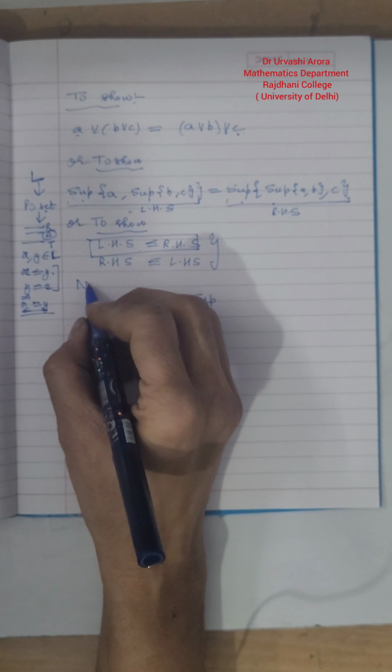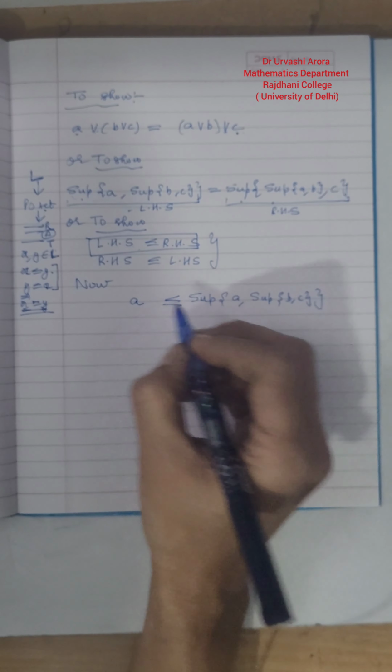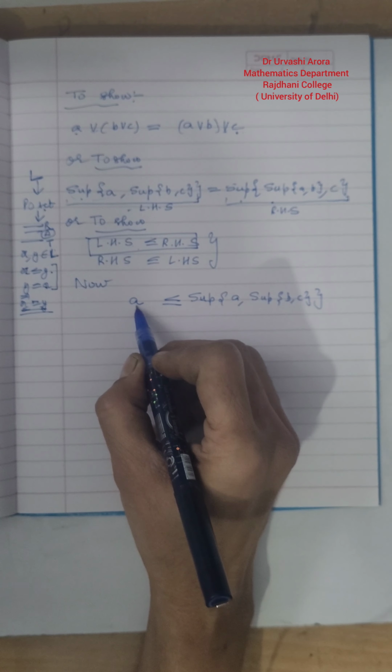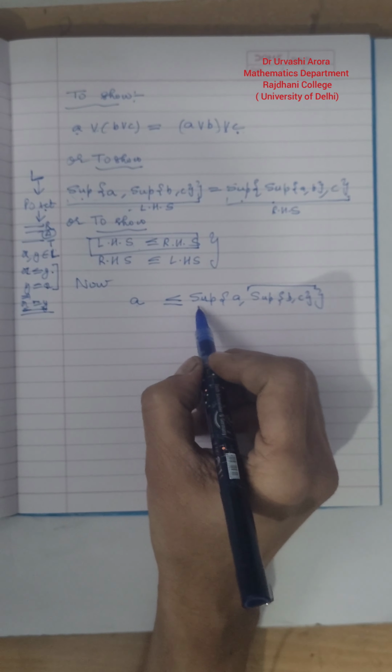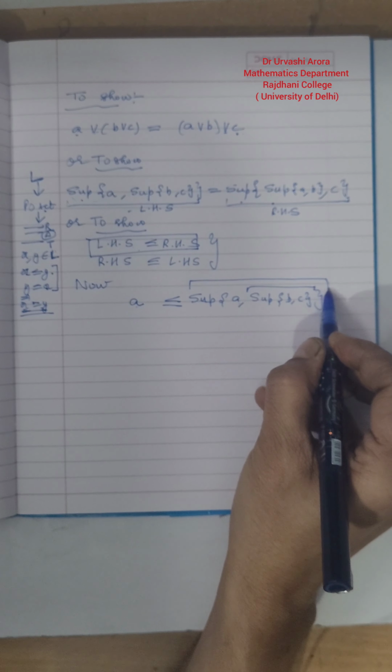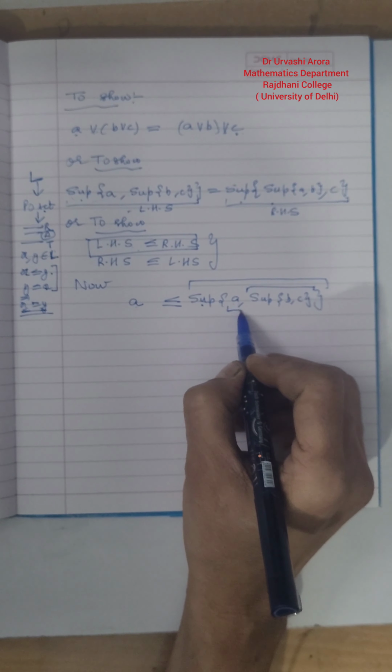So now the supremum of A and supremum of BC, this is the left hand side. This of course is greater than or equal to A. Why? In other words, we can say that A is less than or equal to the supremum of A and the supremum of BC. Why? Because the supremum of A and supremum of BC is the supremum of these two. It is the supremum of A and it is the supremum of B.